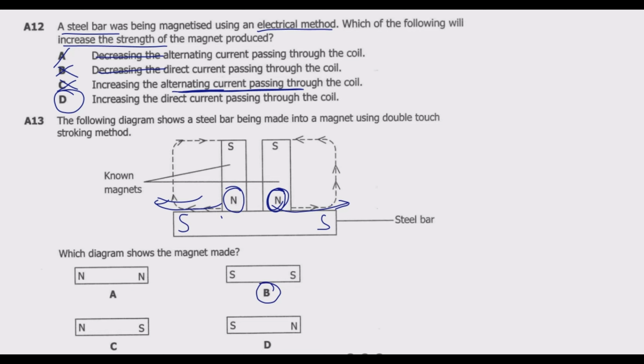If it was a single touch stroking method, you remove this one. So this one will be south. Then if it was a case that this was south, then this was north, and the opposite is going to be north, since the stroking is in this direction. So that's how you answer this question. So take note of that. When you're stroking, the pole that will be produced will be opposite to this pole, which is used to stroke the bar that we're trying to magnetize.